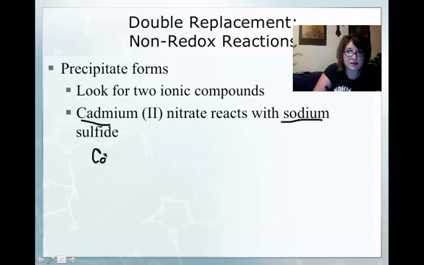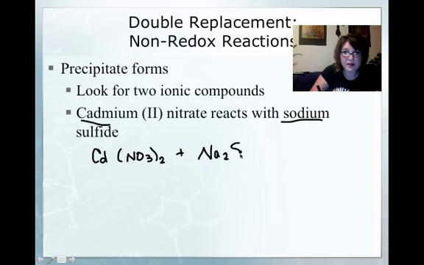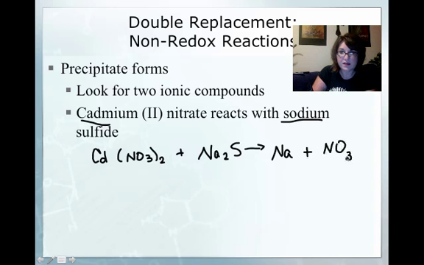Cadmium is Cd, and nitrate is NO3. Let's crisscross those charges, two of these and one of those, and it's going to react with sodium sulfide, Na2S. What could we predict to form? Well, remember the Nockel-No-So rules? Anything with sodium and nitrate is going to be soluble always. So we know that's going to split apart. That makes these guys spectator ions. So we would put these together, but they won't actually stick.